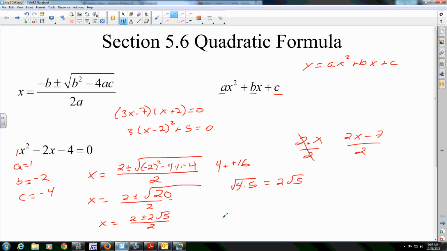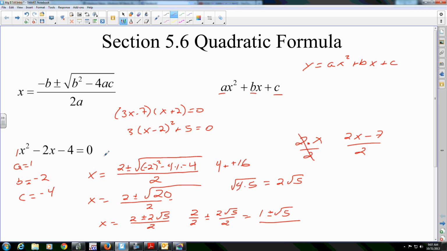And now the 2's can cancel. I'm not going to split this just for the sake of splitting it. I'm doing it to help you see what it is. Everything upstairs knows it's being divided by 2. 2 over 2 is worth 1 plus or minus the square root of 5. So that would be your answer.